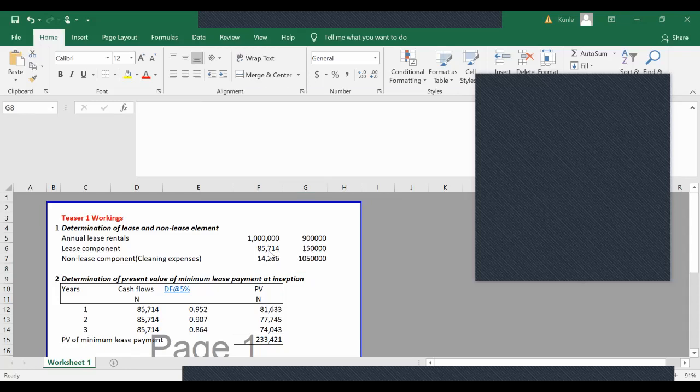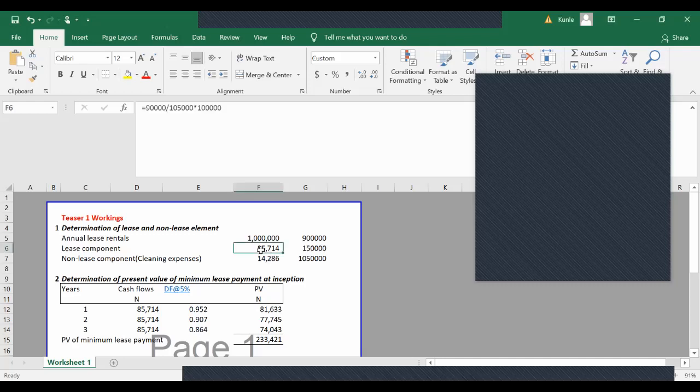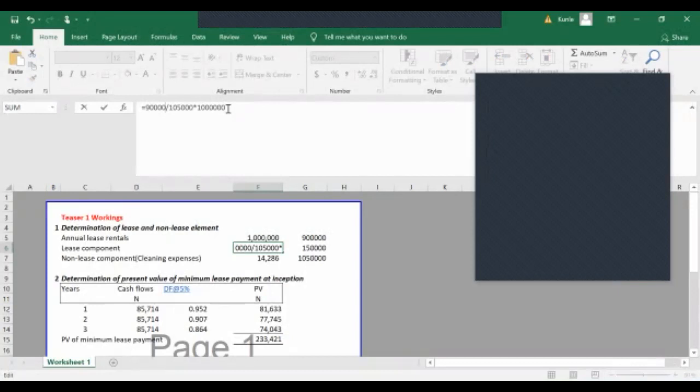So now we are using this model to allocate the annual rent into the lease component and the non-lease component. The annual rent in this instance is 1 million naira, while the model I'm using is a similar rental agreement, where we have rent to be 900,000. So I'm taking a fraction of this, 900,000 out of 1,050,000.